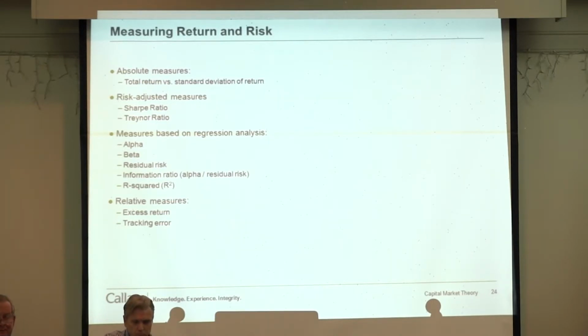We have the regression-based analysis here, and so we went over alpha, beta. Residual risk is the confidence you have over your alpha projection. So alpha and residual risk are paired together just like return and risk are paired together. And you can have a ratio just like the Sharpe ratio, and that's called the information ratio, which takes alpha divided by residual risk.